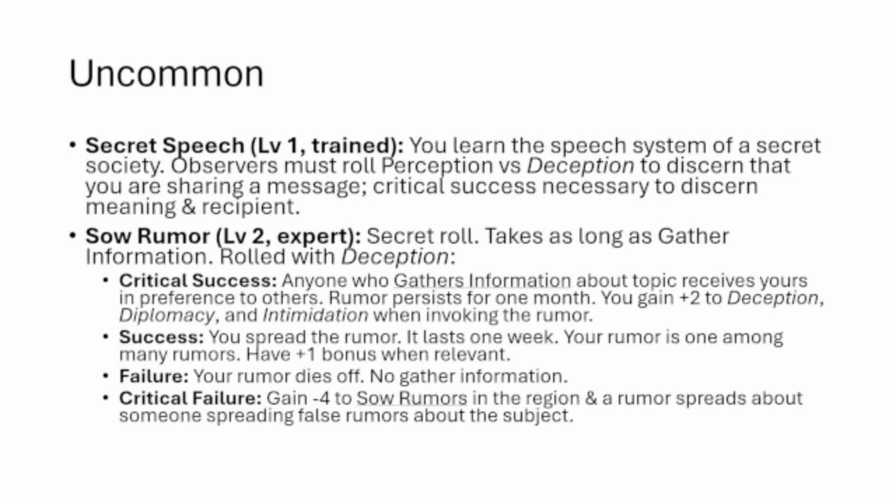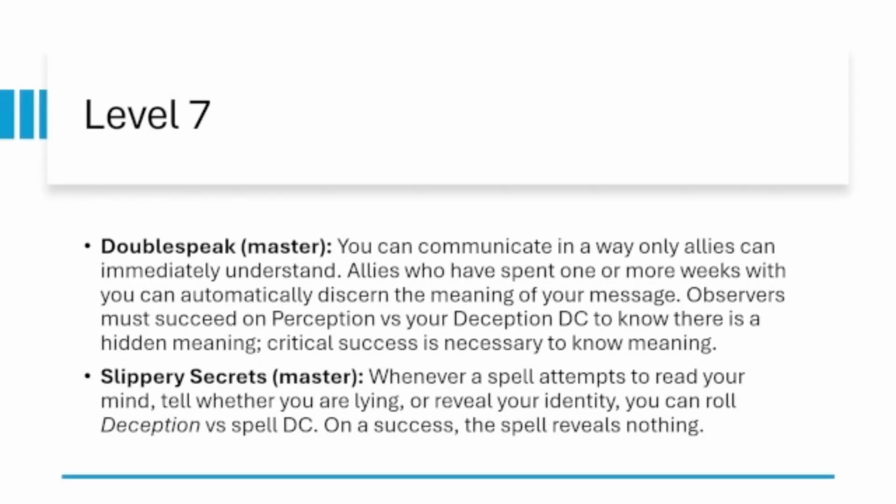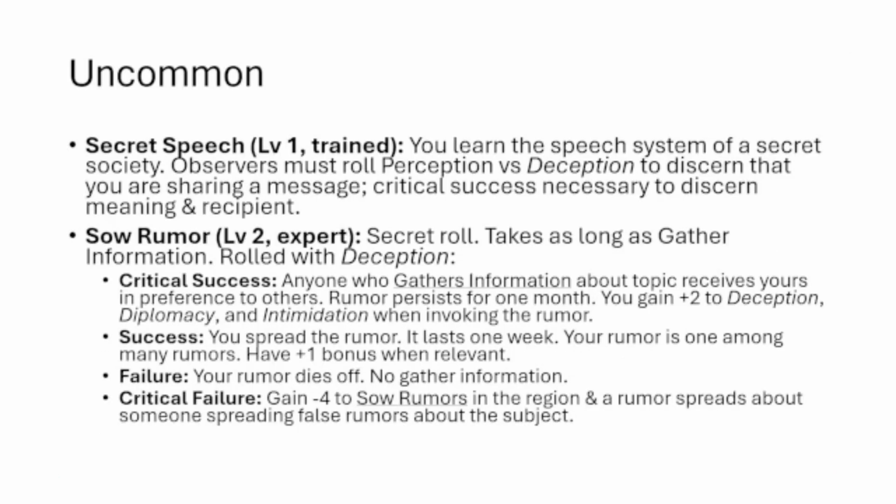There are also 2 uncommon skill feats with deception. One of them is a first level skill feat called Secret Speech. It's uncommon because it's from an adventure path. The way it works is you learn how a certain secret society speaks. It's very similar to the Doublespeak skill feat in that you again force observers to roll perception versus deception to tell that you are secretly sharing a message. On a critical success, they know the meaning and the recipient of your message.